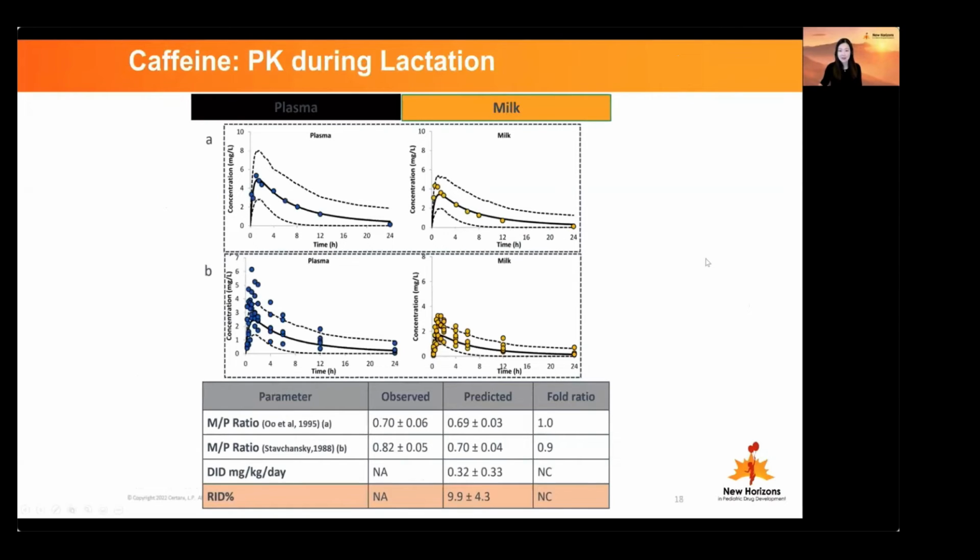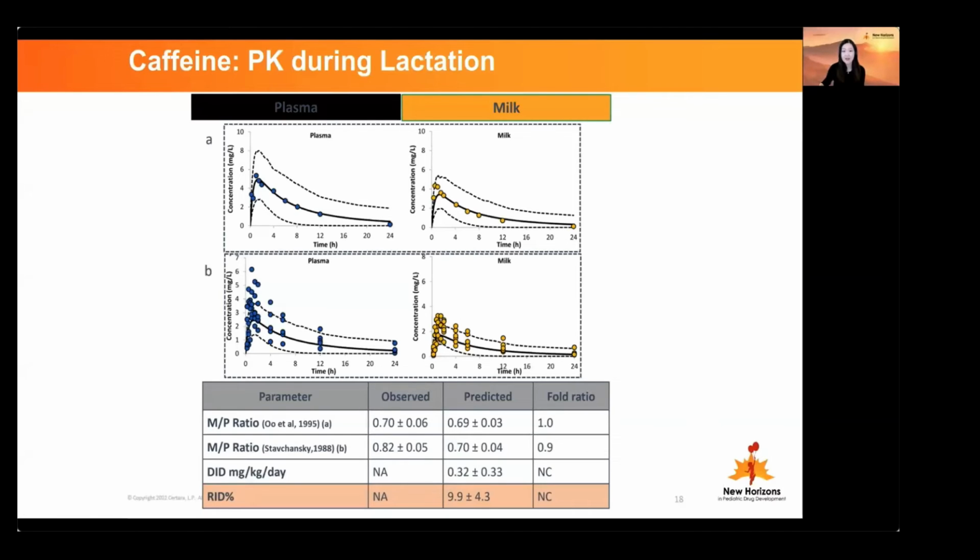So as described in the previous slides, these are the lactation model performance results. You can see that A and B represent two different studies, and we have the maternal plasma PK profile on the left and the milk PK profile on the right. And you can see that the predicted milk to plasma ratios are reasonably consistent with the two different studies. And then from these, we can derive the relative infant daily dose, which roughly represents 10% of the maternal dose.